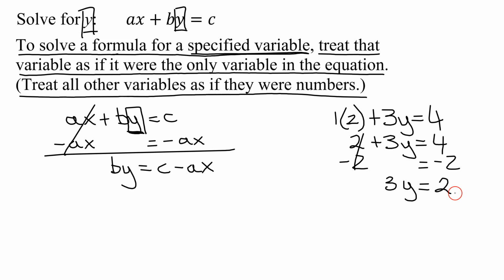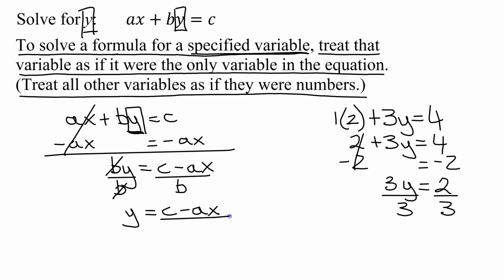Now, over here, what would you do to get y by itself? You divide both sides by 3. How am I going to get this y by itself? I'm going to divide both sides by b. So my b's reduce, and I just get y equals, can I simplify any of this? No. So I get c minus ax all divided by b. I can't simplify it. That is my answer.